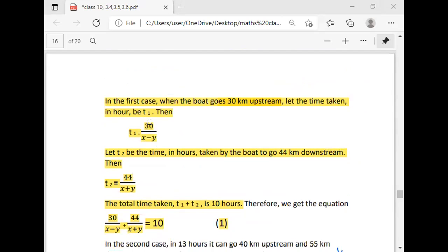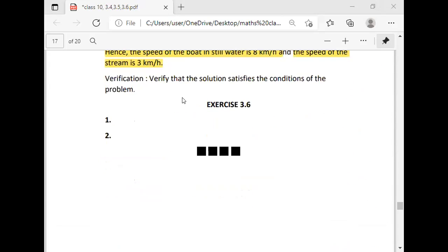That's the peculiarity of the questions from this section, this chapter. So now you have to do only exercise 3.6. Two questions are there, and by doing that exercise also, this chapter will be finished.